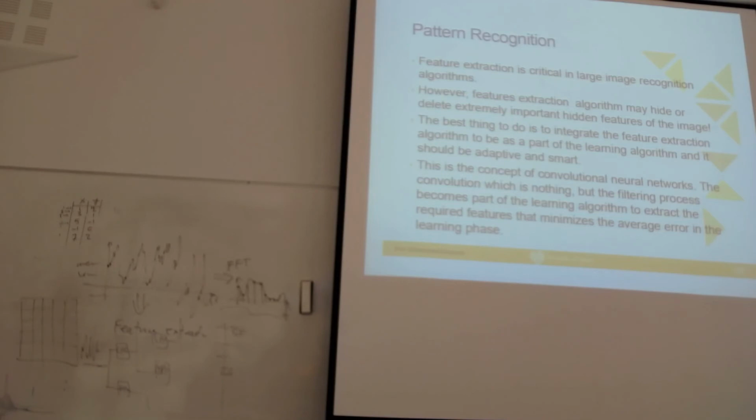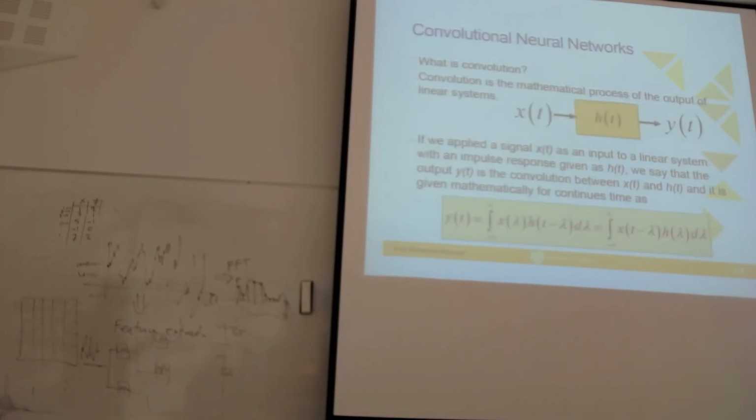Okay. Now, in this pattern recognition, if we talk about images, how to recognize images, then we can use convolutional neural networks. So what is the convolution first? The convolution is nothing but filtering. The convolution is the mathematical process of the output of a linear system. So when you have a linear system with input x of t and the output is y of t, what is the relation between x of t and y of t? It is called the convolution. So y of t is equal to the integral of x of lambda times h of t minus lambda, which is the same as x of t minus lambda times h of lambda.